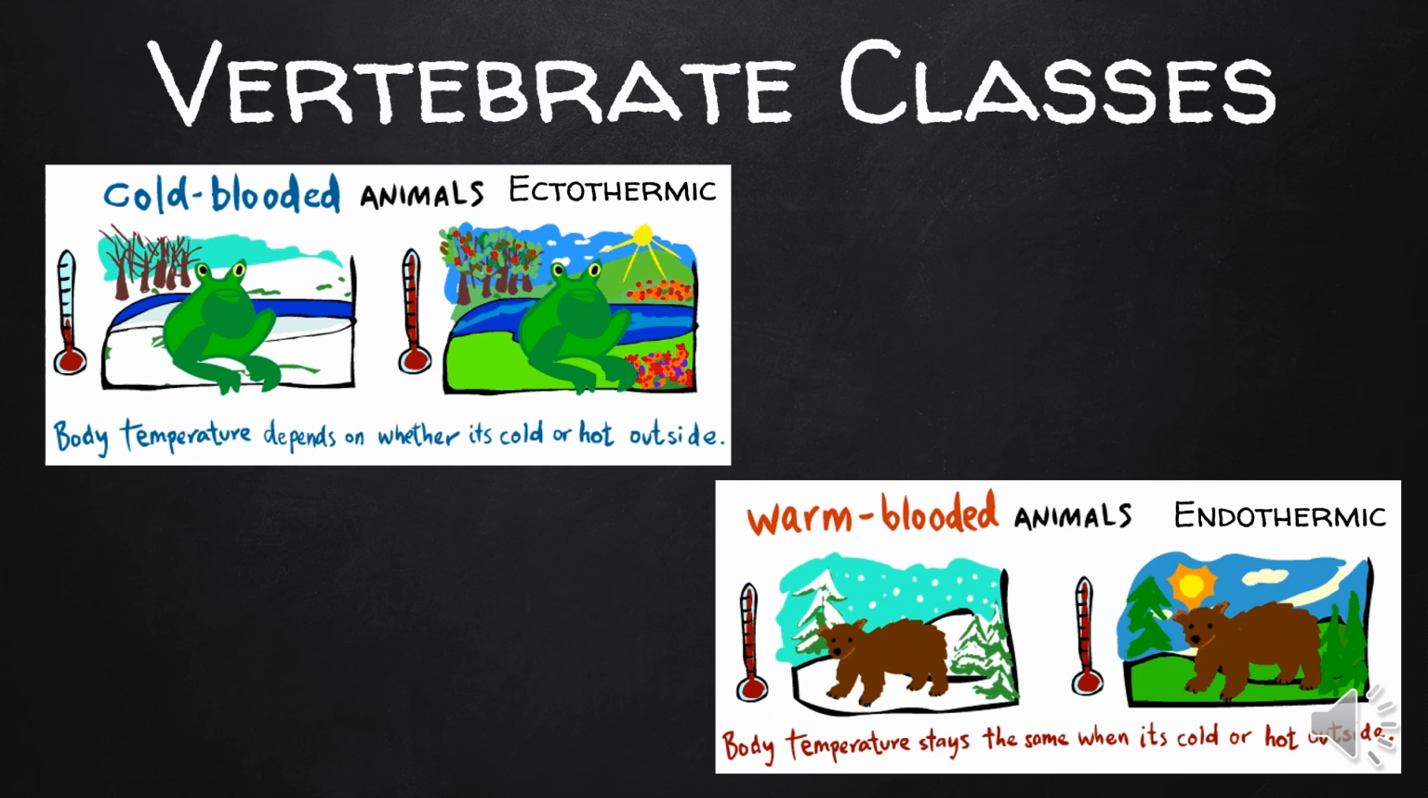Some vertebrates are ectothermic and some are endothermic. Ectothermic animals are cold-blooded. That is, their body temperature changes with the temperature of their surroundings. Fish, amphibians, and reptiles are ectotherms. Endothermic animals are warm-blooded. That is, their body temperature does not change with the temperature of their surroundings. Birds and mammals are endotherms.